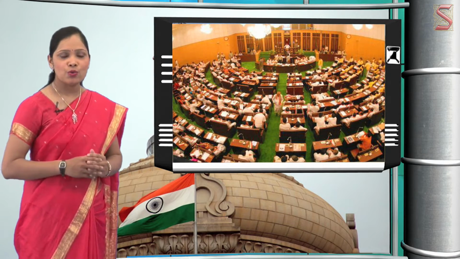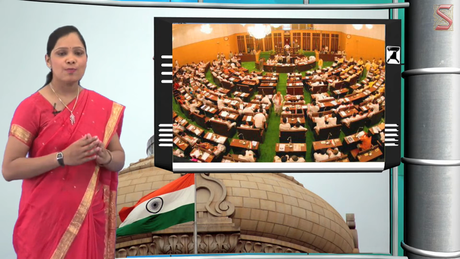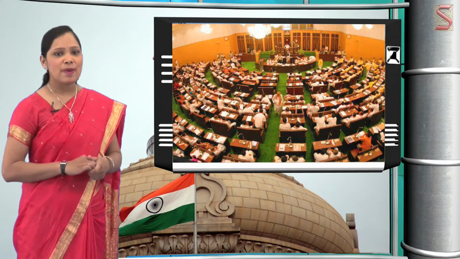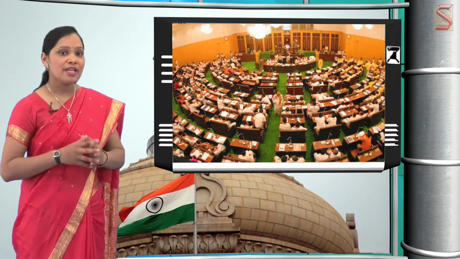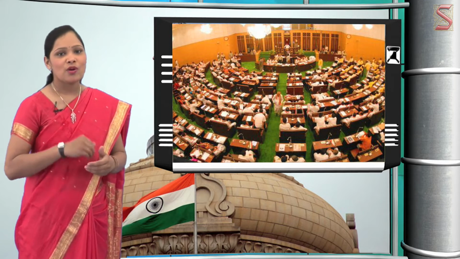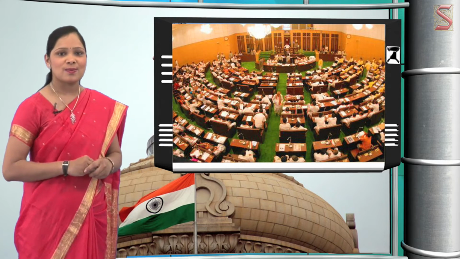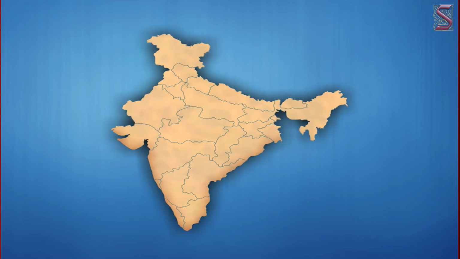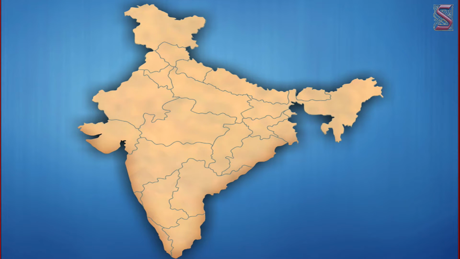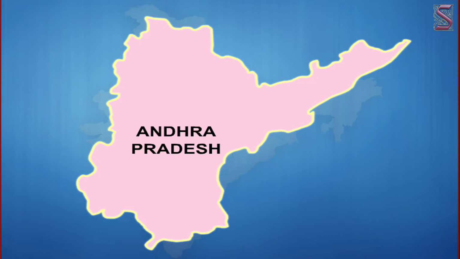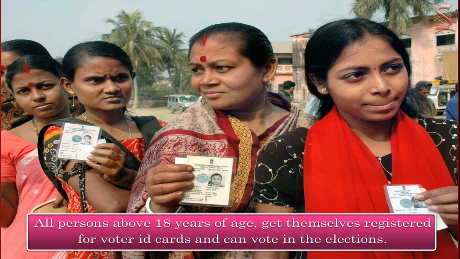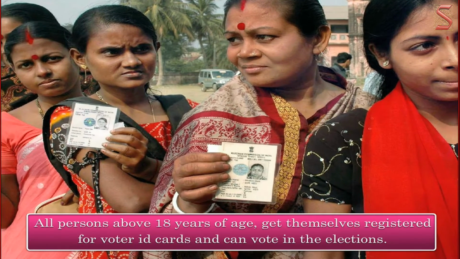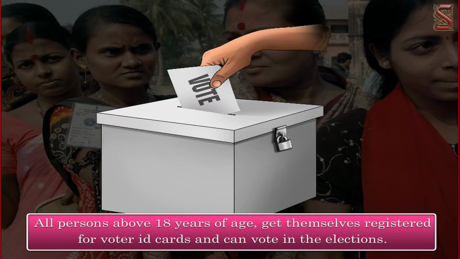Children, as I just told you, our Legislative Assembly has 294 members or MLAs. Each of these members represent their constituency. There are 294 members. So there are how many constituencies? Yes, you are right. 294 constituencies. The number of constituencies in a state depends on its population. Our constituency in Andhra Pradesh has about 1,70,000 voters. I'm sure all of you know that all persons above 18 years of age get themselves registered for voter ID cards and can vote in the elections.